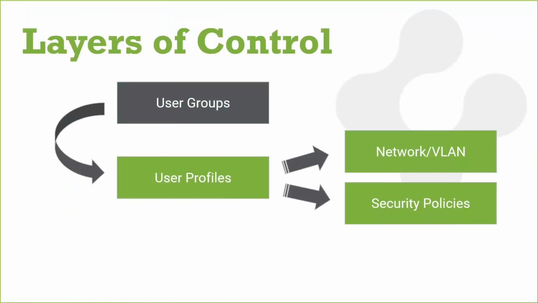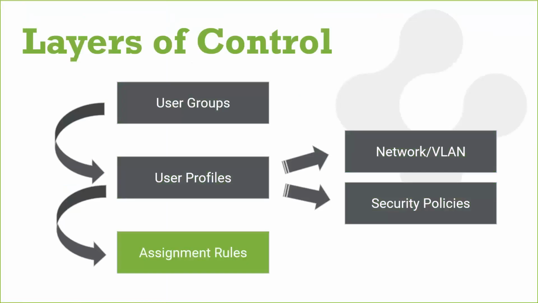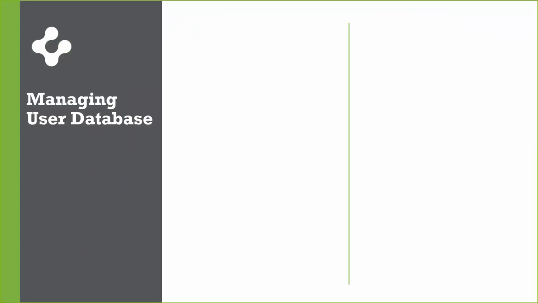And all of this is assigned to individual devices and or users through assignment rules. And those assignment rules can have multiple criteria or just one criteria to place people from different user groups into the proper profile, granting them their network access and their security policy. Now, before we get into what this would look like and how it would be built out in a real environment, we first need to talk about the database.